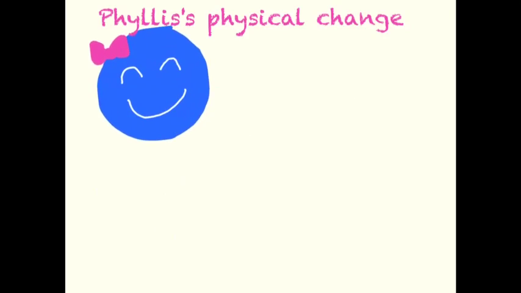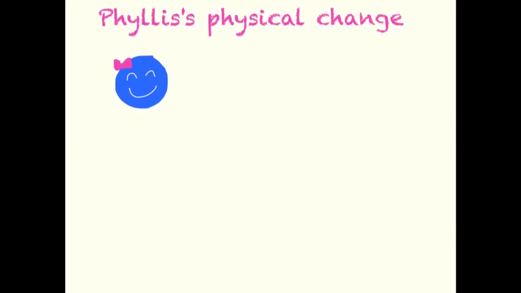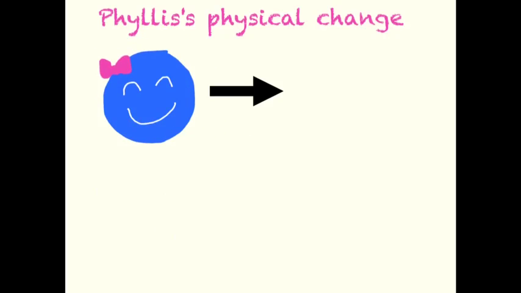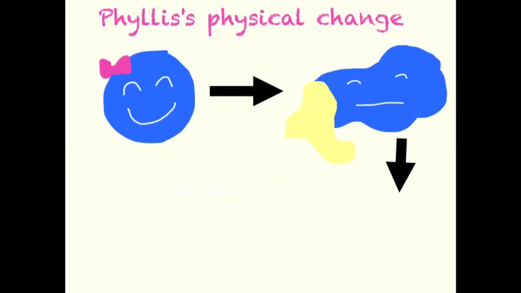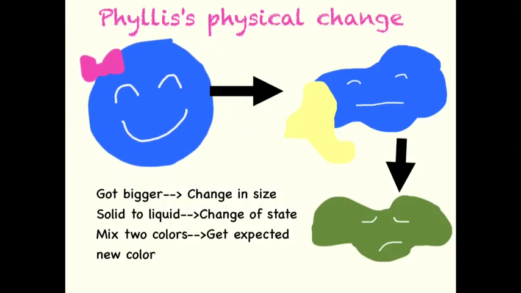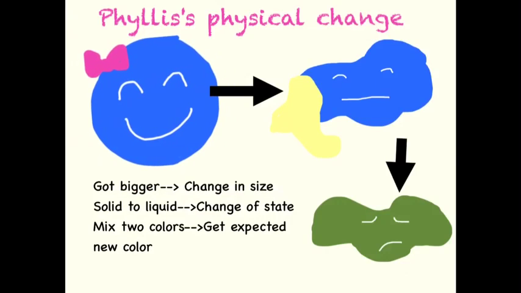Remember Phyllis? Well, this story is a story about Phyllis's physical change. So Phyllis grew up, so she got bigger, and she started college. But she was under so much pressure that she started to melt. And then someone threw some yellow paint on her, and she turned green. All these three changes that Phyllis went through are called physical changes because Phyllis is still Phyllis. Phyllis got bigger when she grew up, and when she went to college, she was under so much pressure that she melted into a different state. But that doesn't mean that Phyllis stopped being Phyllis.